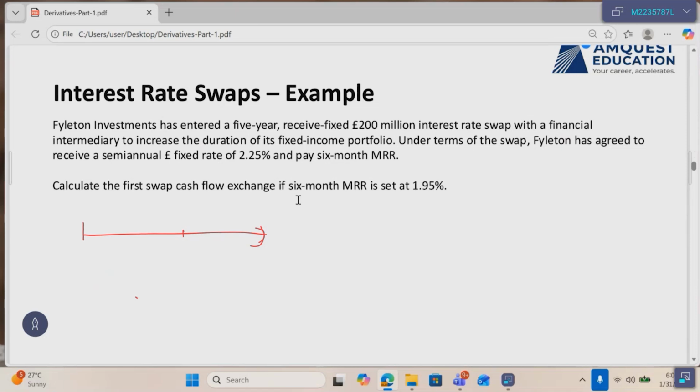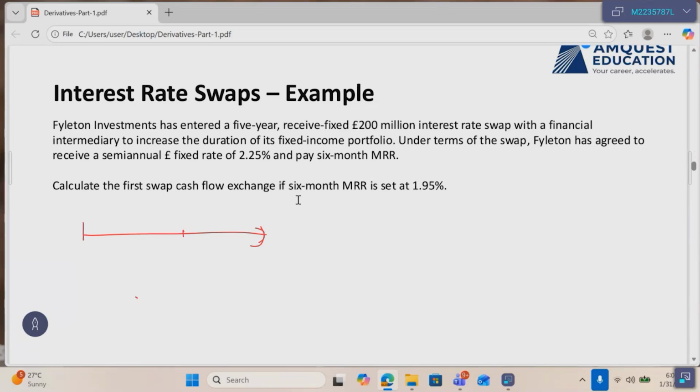It's not given. If it's not given, you can't make it up. You have to do it based on what's given in the exam. They'll tell you later that MRR is fixed at 1.9%, right? Okay, MRR is the rate.